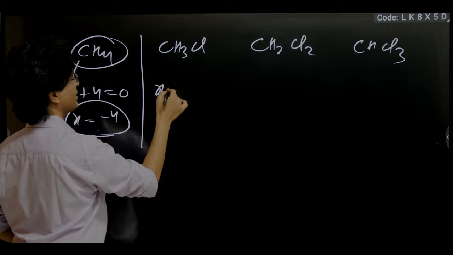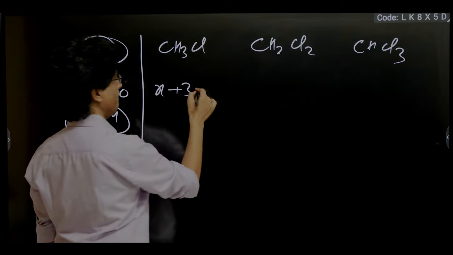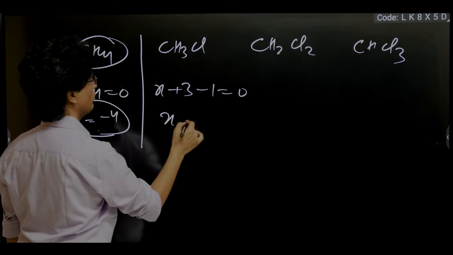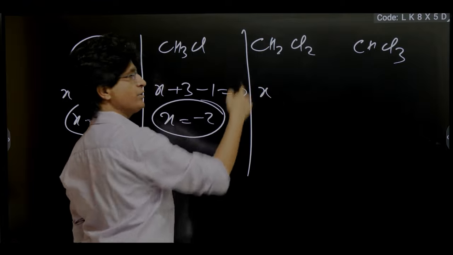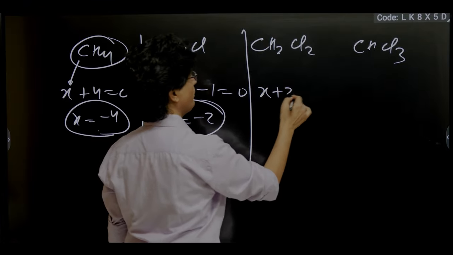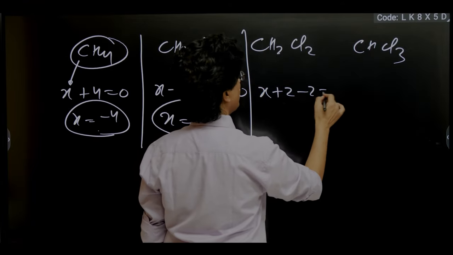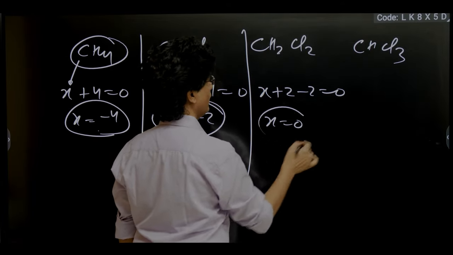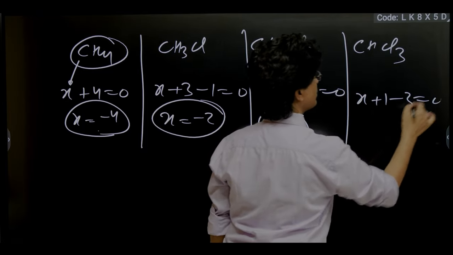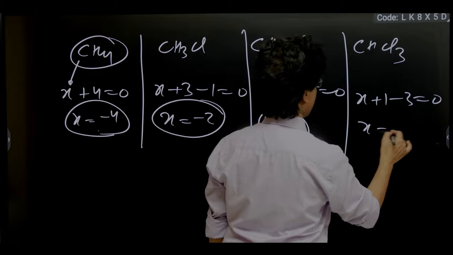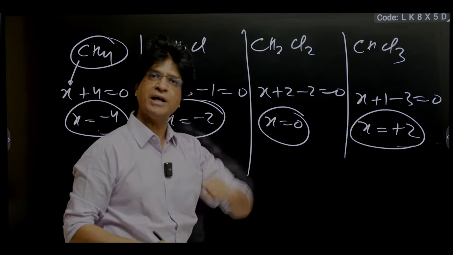How about this one? X, plus 3 for hydrogen, and chlorine will be minus 1, equal to 0. X equals minus 2. Please be careful. Over here, X, hydrogen is plus 1, there are two of them, so plus 2, chlorine minus 1, two of them, minus 2, equal to 0. X equals 0. And out here, X plus 1 minus 3 equals 0. Yes or no? X will be equal to plus 2. This is how we are going to handle these kinds of questions.